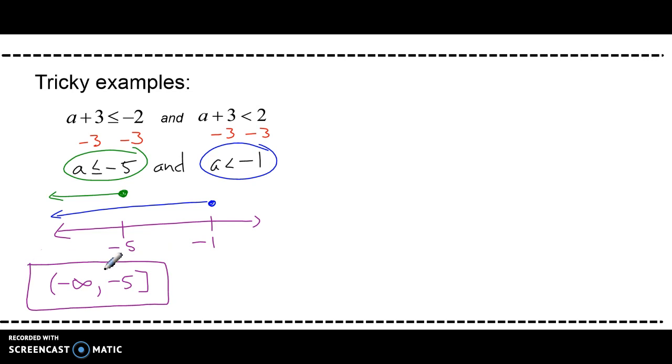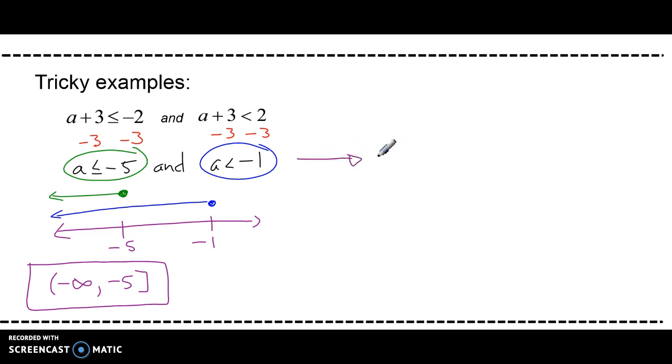It's almost as if that second inequality didn't do anything. And if you think about it, it doesn't do anything. If you already have numbers that are smaller than negative 5, throwing in they also have to be smaller than negative 1, that's automatic. It doesn't restrict things any further.